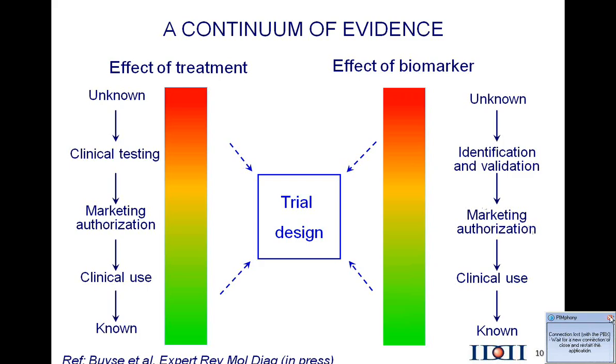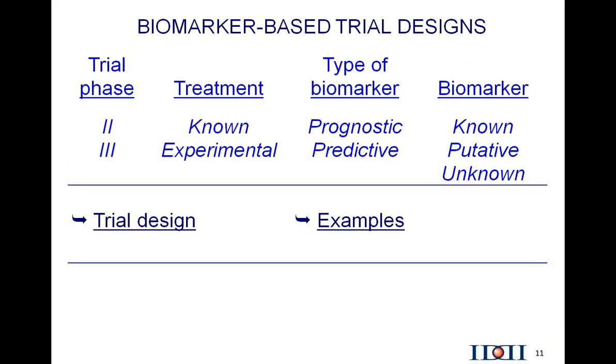And then we have the effect of the biomarker, which itself can be unknown if the biomarker hasn't been validated yet, or can be known if this biomarker has been validated already. And so there is a gradation or a continuum of evidence for both the effect of treatment and the effect of the biomarker, and we will discuss different situations where these effects are known or unknown.